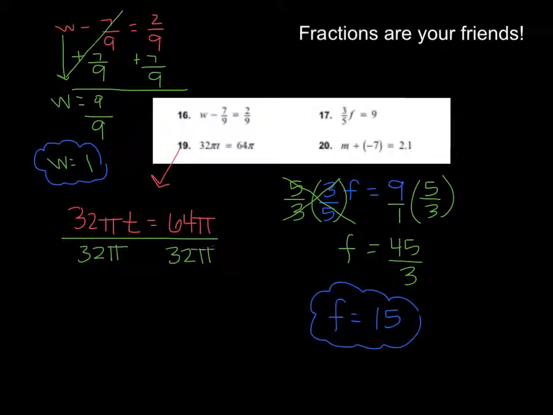The fact that pi is a symbol doesn't matter because anything divided by itself is just 1. So I'm left with 1t. So on the right side of your equation, when you do 64 pi divided by 32 pi, well, pi divided by pi is 1, and 64 divided by 32 is 2. So I find out that t is equal to 2. Okay? All right, so hopefully that helps a little bit with that section of the assignment. And then I wanted to talk to you a little bit about word problems. So let's go ahead and look at that next section.